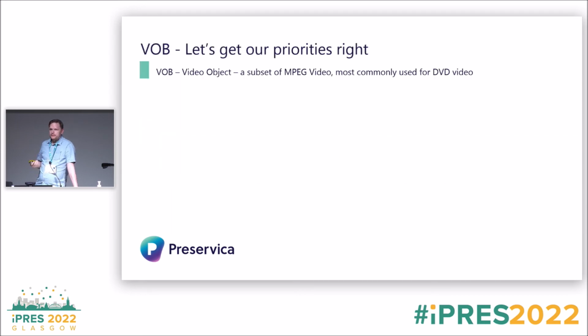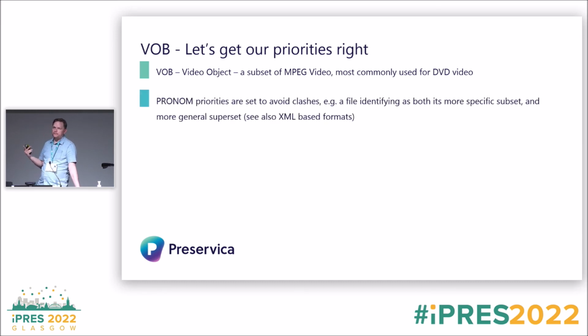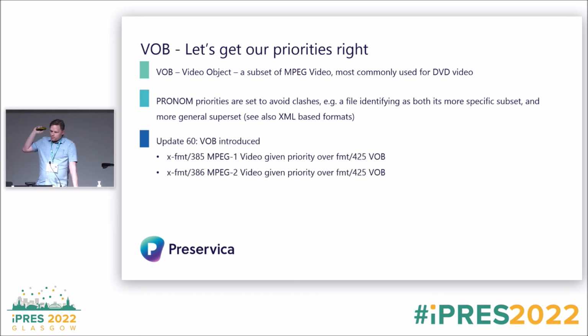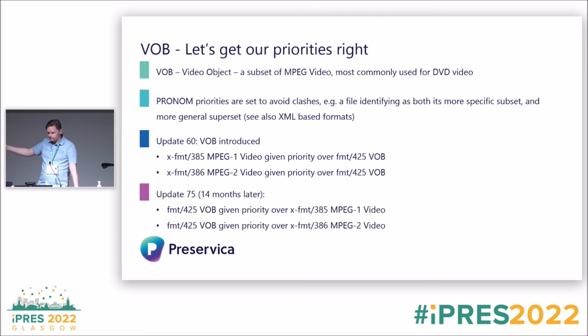So VOB, video objects, it's a media format, it's a subset of MPEG video. We handle subsets within PRONOM by setting what we call priority relationships, so the more specific format has priority over the more general one. When we added VOB, we got the priorities the wrong way round. So the MPEG formats had priority over VOB, which should have been the other way, and it was fixed later on, about 2 years later. So if you identified any formats as MPEG 1 or 2 during this time, you might want to recharacterize them because they might have actually been VOB in the first place.